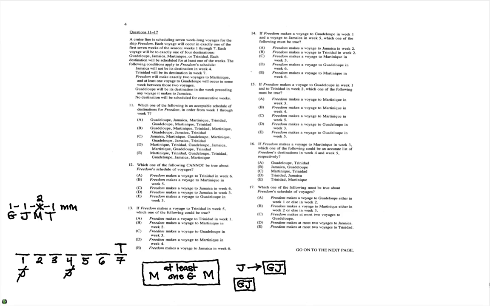This rule also tells us something else, and that is that the maximum number of times we can have Jamaica is 2. Because if you notice, if you had 3 Jamaicas, you would have to have 3 Guadeloupes. That is 6 of the 7, but we still have M and T. So you notice the maximum number of trips to Jamaica is 2.